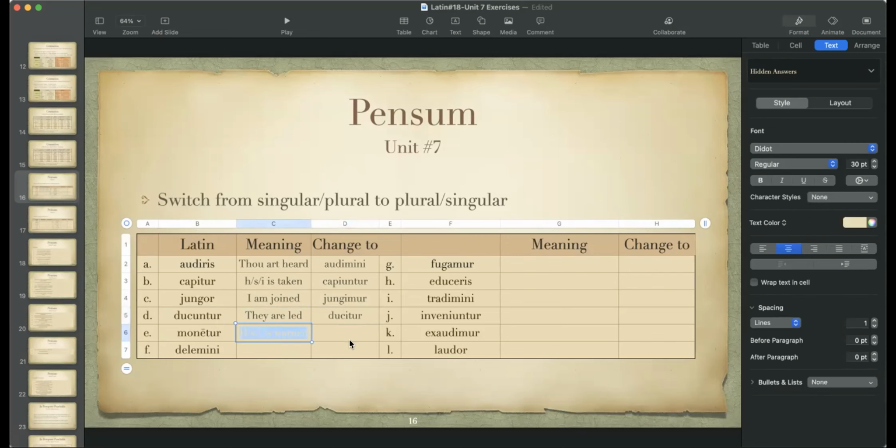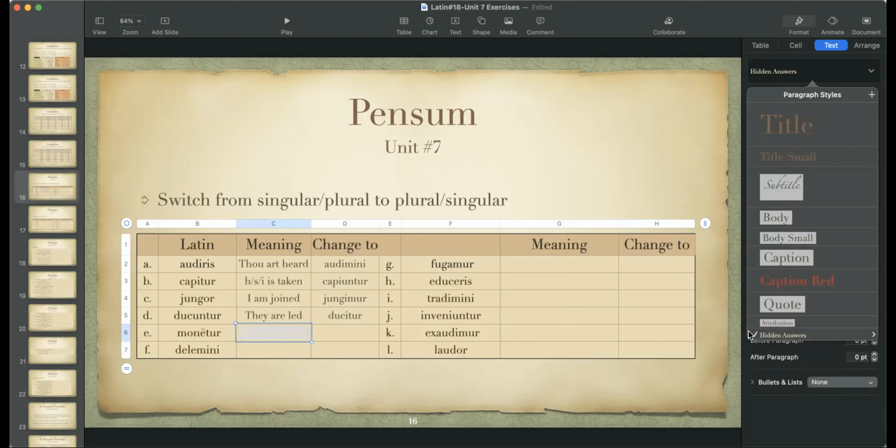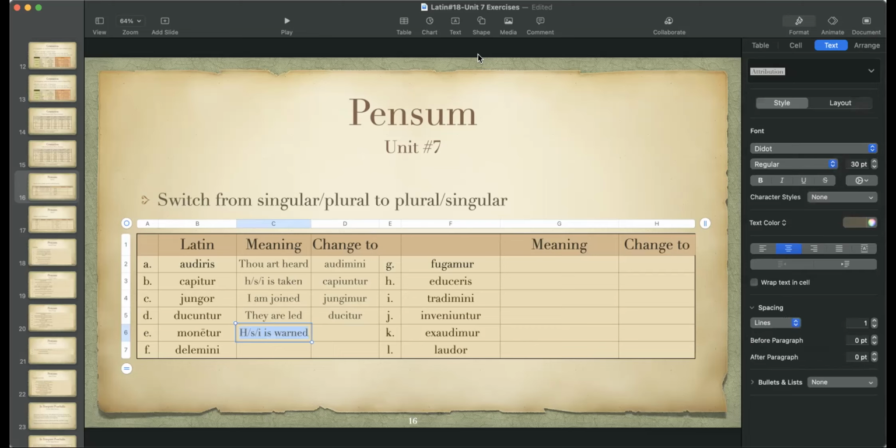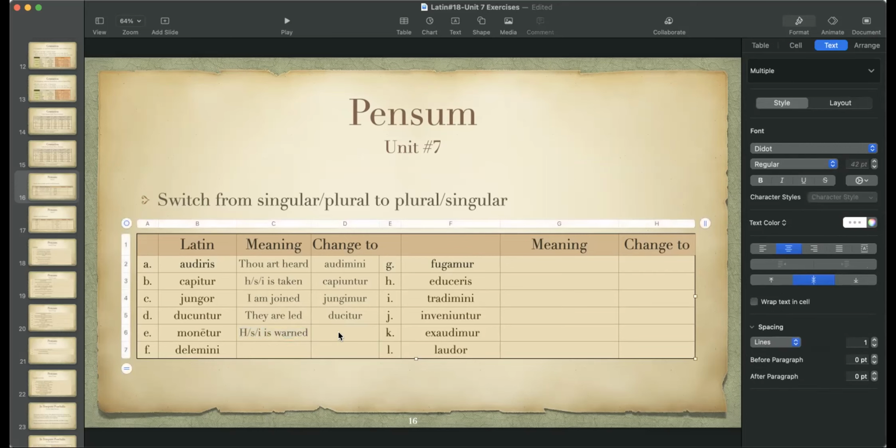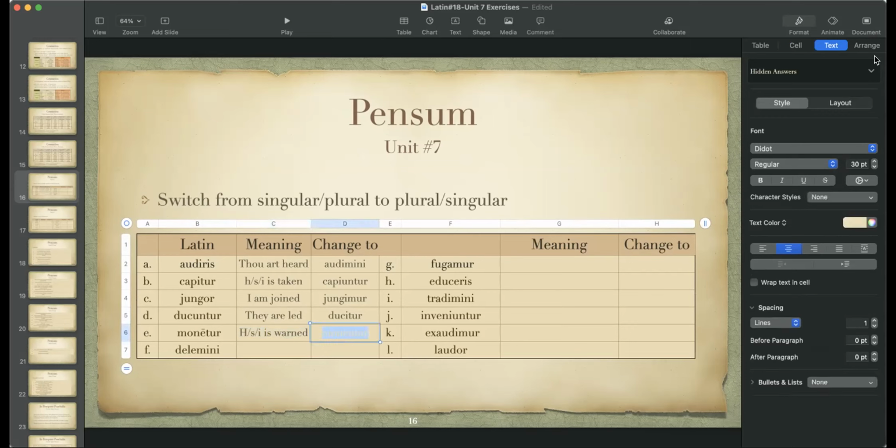And then monetur. He, it is warned. Is being warned or is warned. Yeah, either one. I like to throw the being in there only because it emphasizes the active or the present tense. And then the plural. Monentur. Yeah, very good.